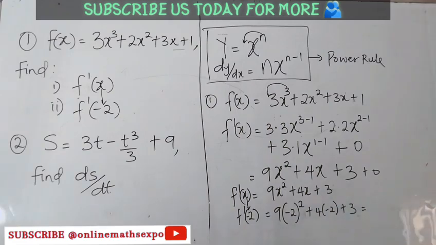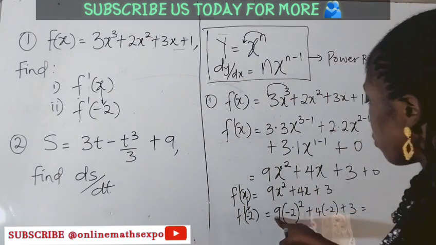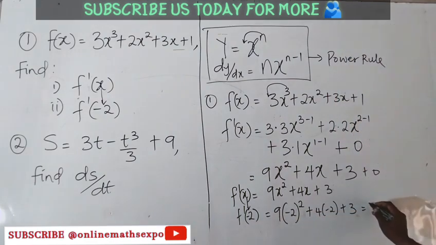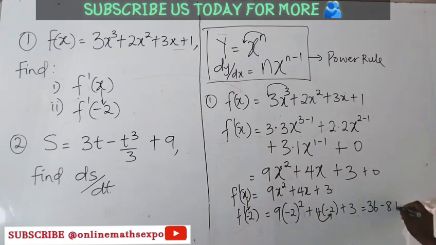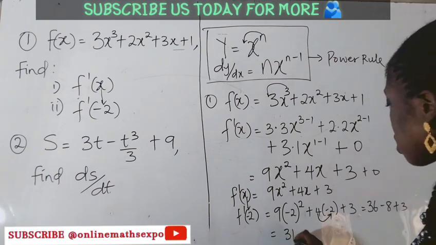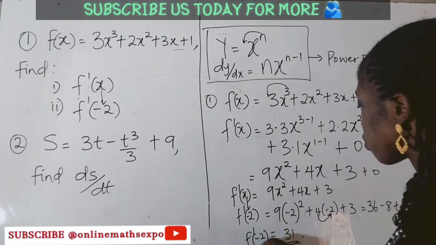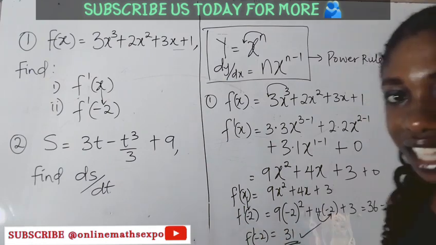And that will give us negative 2 to the power of 2 is 4. And 4 multiplies 9 is 36. So we have 36. Multiply this, it gives you negative 8, then plus 3. If you add this up, this is 39 minus 8, which will give us 31 as an answer. So f prime of negative 2 will give us 31.